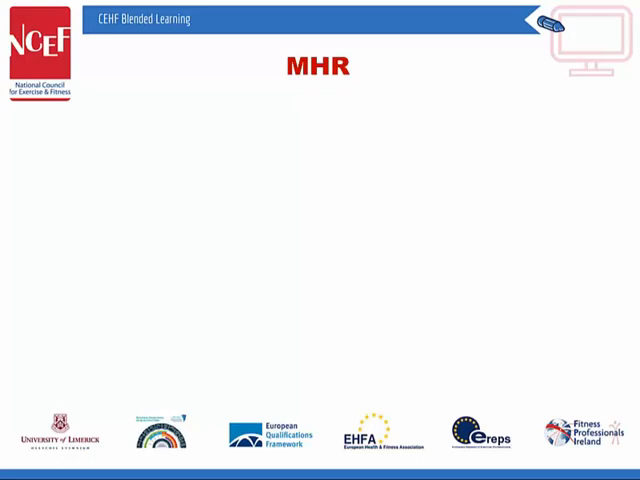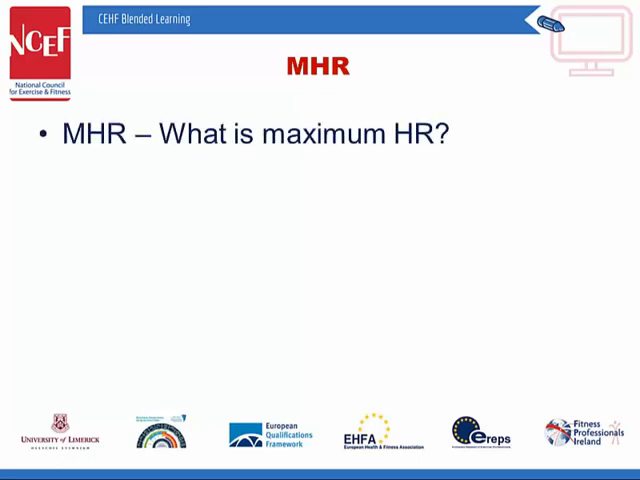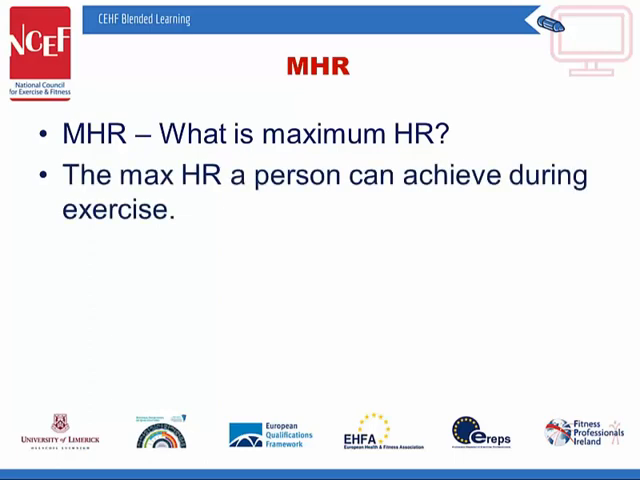Okay, so we're going to come back to maximum heart rate. We referred to it there in the intensity of the training session for cardiorespiratory endurance. Well, what is maximum heart rate? The maximum heart rate is the maximum number of times your heart can beat in a minute during exercise. You will find out your maximum heart rate by doing a VO2 max test, which is a fairly expensive type of test that you can do in a laboratory situation, or very simply by subtracting your age from 220.